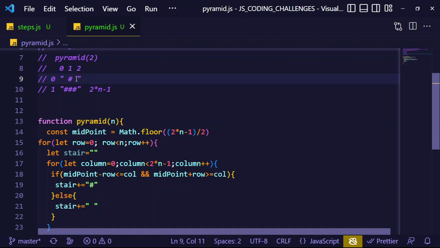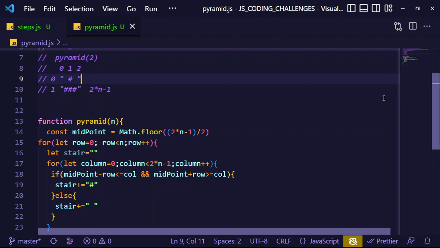So when we go here also at the end here, okay, midpoint is 1. 1 minus 0 is a 1. Is 1 less or equal to the column? 1 is less or equal to the column indeed, because 1 is less than the column, which is a 2. Okay, because of this condition also, what's the midpoint? 1. 1 plus row, this row, 1 plus 0 is 1. Is 1 greater or equal to the column? No, it's not. So this part won't be executed, and then the else part will be executed. That's why you're seeing a space here. So the same logic will also apply to this last level also.